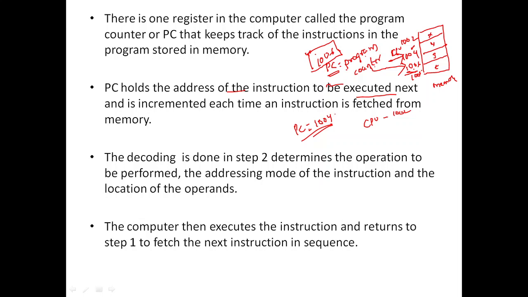Fine. And next one is decoding. Decoding means the instruction has to be decoded. Why? Because we give a high level language, and that is going to be converted to machine language. So that decoding part is done. Next, the computer executes the instruction and returns to normal operation. So these are the three important steps, fetching, decoding and executing, that are done in a cycle.